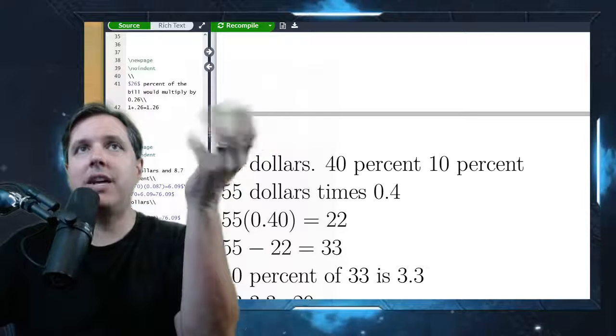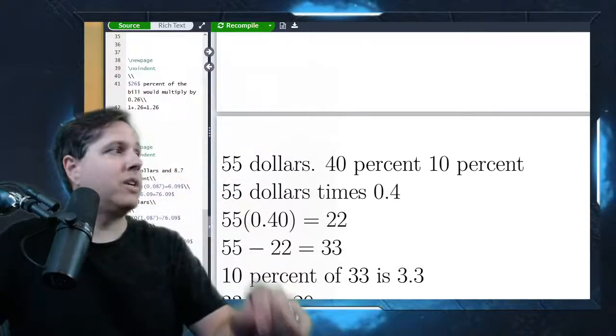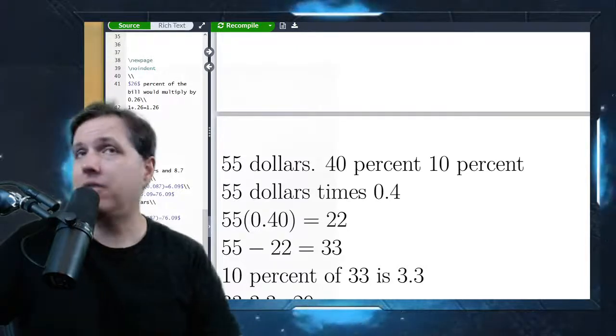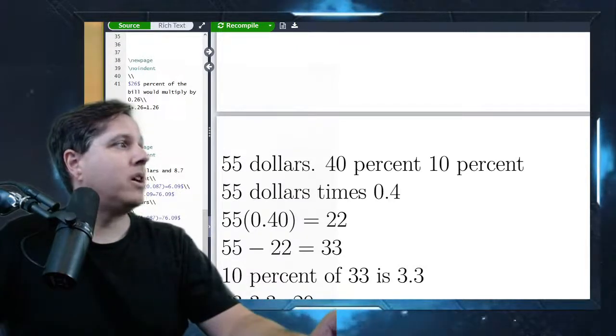Now I didn't use anything fancy there. All I did was I just reasoned my way through the problem, just thinking my way through and using percents when I'm supposed to use percents there.